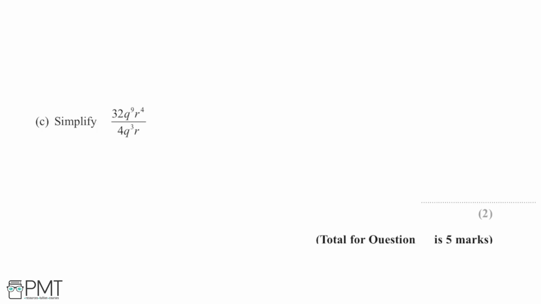And then finally here, we're asked to simplify 32 lots of q to the 9 r to the 4, all over 4 lots of q cubed r. So we're working with a bit more of a complex expression here that we're looking to simplify. We have a quotient, so we have a fraction, so there's going to be some kind of division involved. To make it a bit easier, I'm going to start by writing this fraction out in a nicer form.